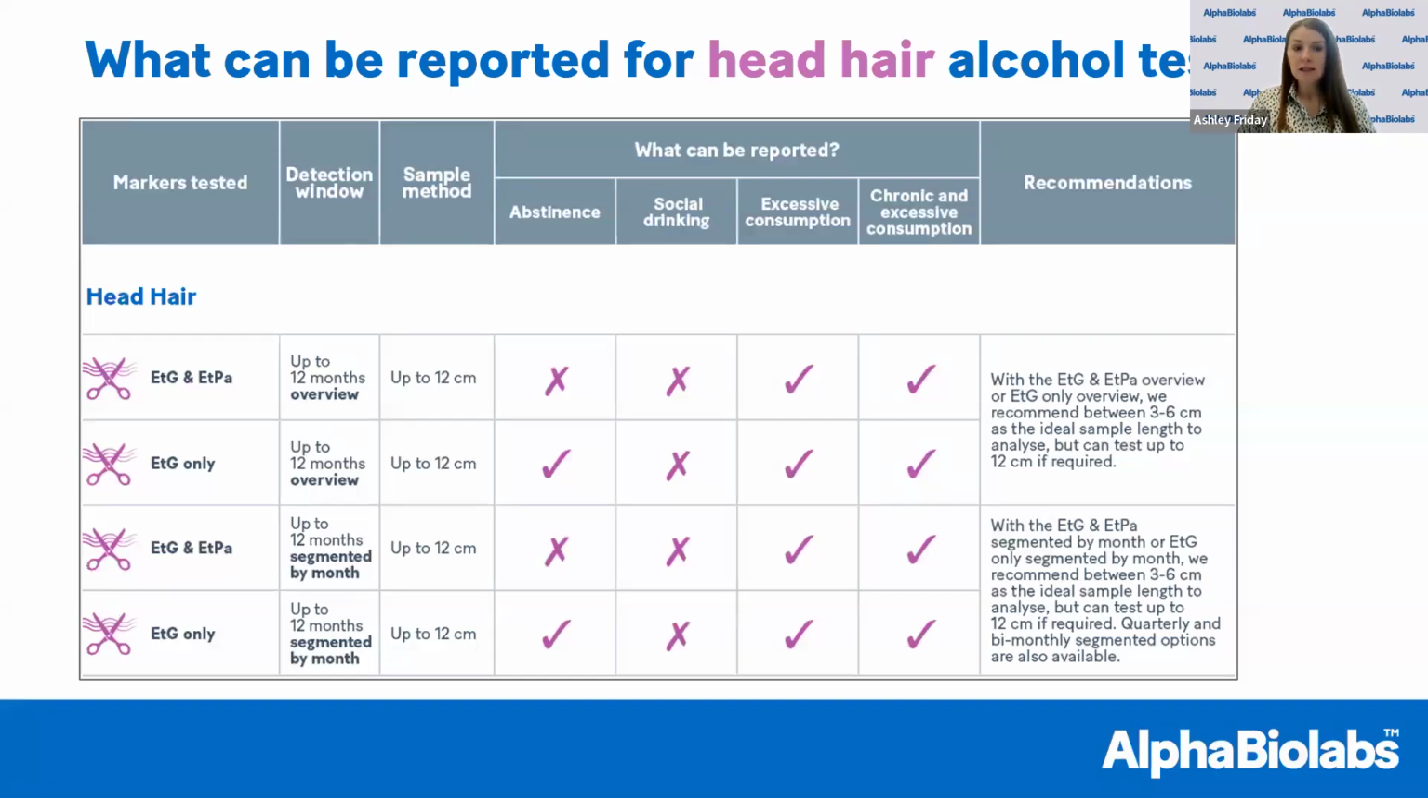If we're testing for ETG and ETPA together, we're looking for excessive consumption or chronic and excessive consumption. If we're testing ETG only, we can also report on abstinence. So again, it's something to bear in mind when ordering the testing as to which would be the most suitable for your client and their circumstance.